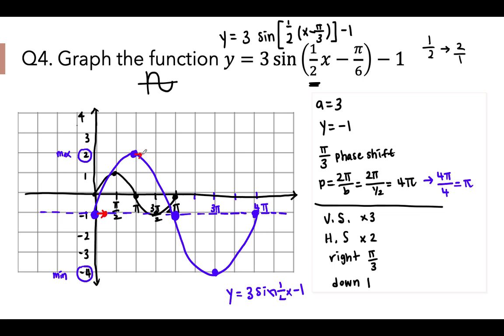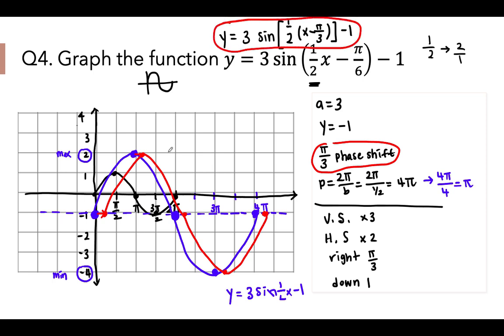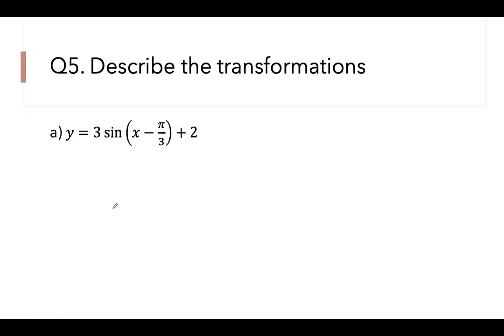Again, not so much. New point over here, to the right, and to the right. Okay. So this is my final graph that has been shifted pi over 3 to the right. Okay, so this is my final graph. So let's describe the transformation in this function. In this case, there's no number in front of x, so I don't need to factor anything.